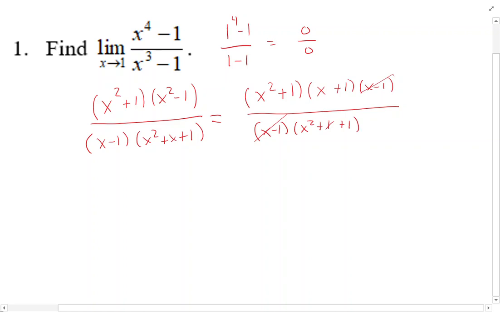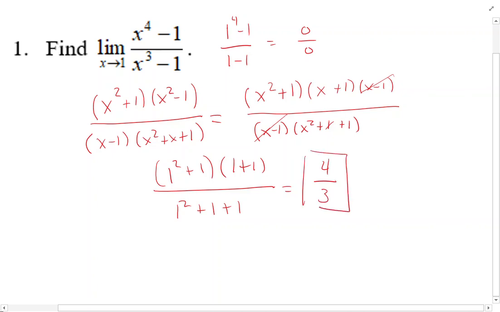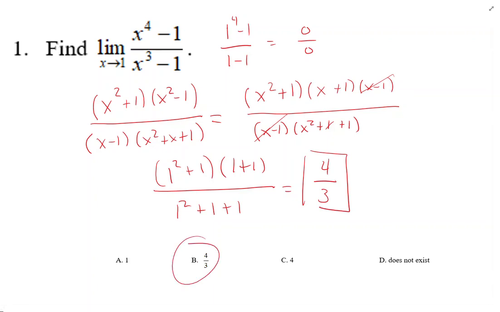And it's time to plug 1 in again and see what happens. So plugging 1 to the top, it looks like I get 1 squared plus 1 times 1 plus 1 divided by 1 squared plus 1 plus 1. 2 times 2 is 4 over 3. Taking a look at my answer choices, I see 4 over 3, and that's it.